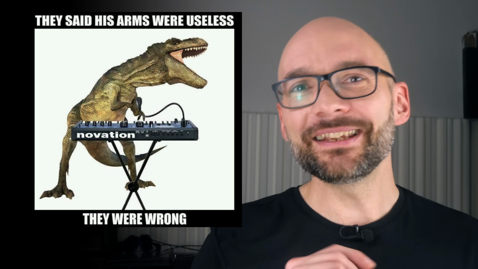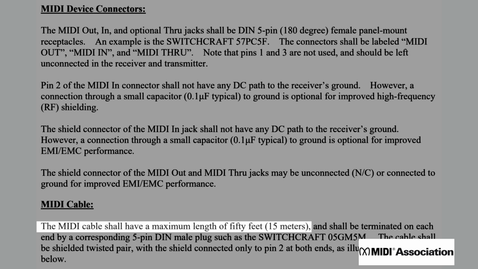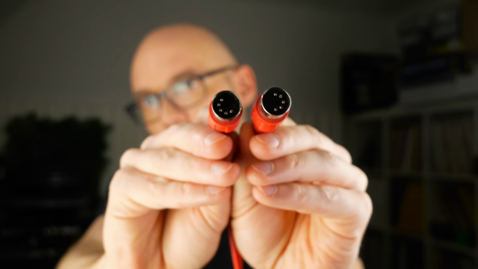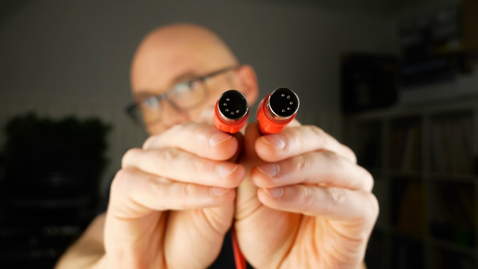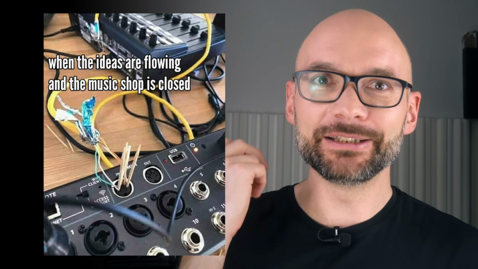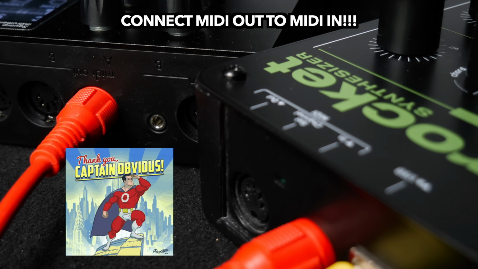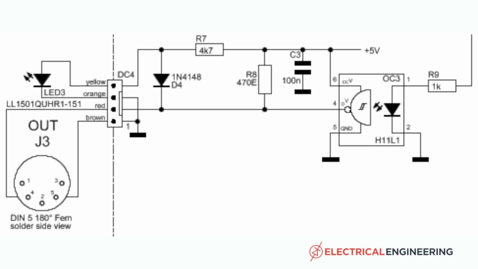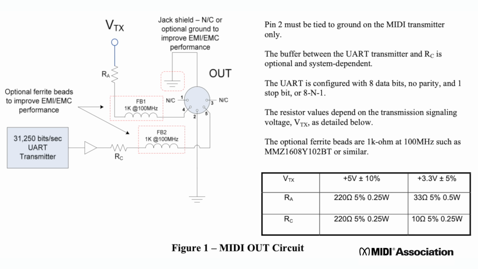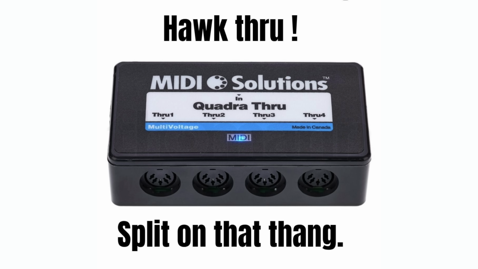MIDI is ancient, and so are many aspects of the standard, like limited cable length, a bitrate worthy of German Wi-Fi and 70s hi-fi style 5-pin connectors. Only 3 of the 5 pins are actually in use. The cables are basically one-way streets, optocouplers are used to prevent ground loops, and MIDI outs are supposed to deliver a tiny bit of power that lets you drive devices like MIDI splitters.